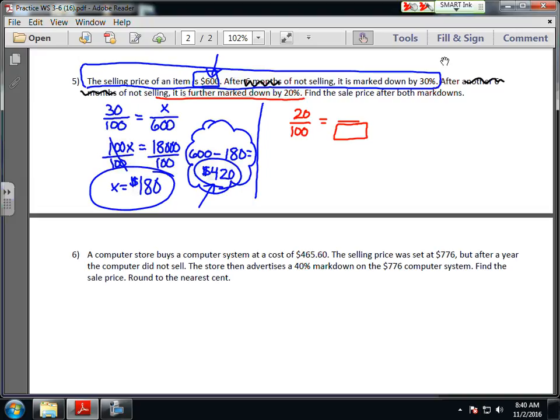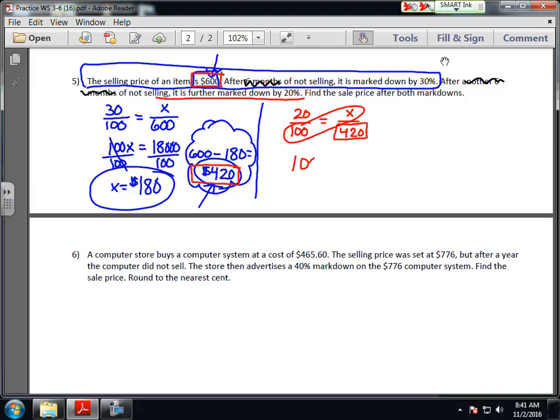What did they take 20% off of? Did they take 20% off the original $600, or did they take 20% off of 420? Yeah, they took it off of 420. It wasn't selling at 600, so they brought it down and put it on sale for 420. When it didn't sell at 420, they put it even further down by 20%, and we'll figure out how much that is in just a second.